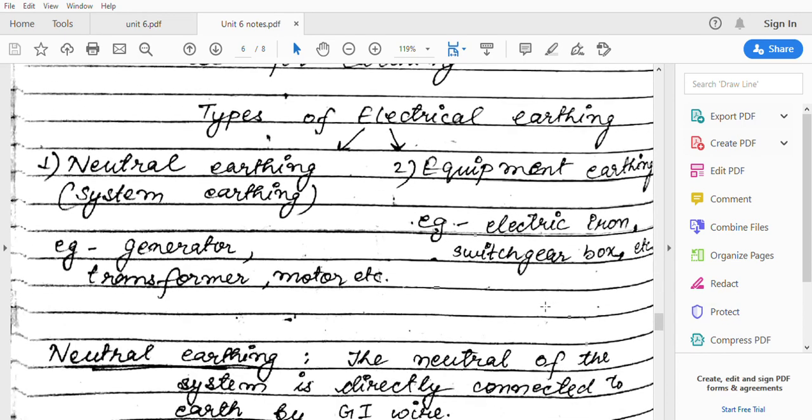So there are different types of earthing. One is called neutral earthing or system earthing, and the other one is called equipment earthing. So neutral earthing or system earthing is done in the power system in order to earth the generator.